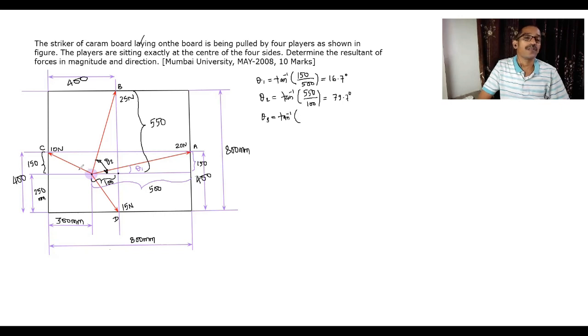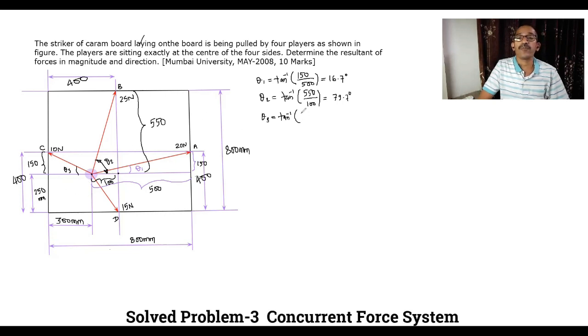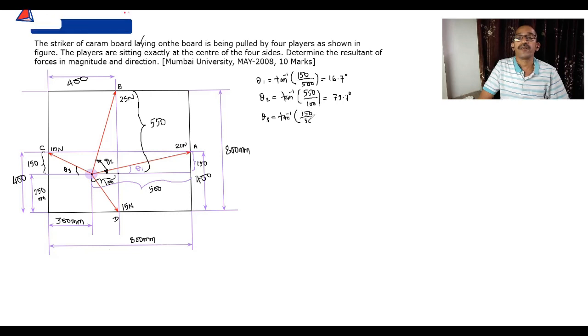Now, the 10 Newton force is inclined at an angle of theta 3 with the horizontal. Here the length of the opposite side is 150 and the adjacent is 300. So theta 3 is tan inverse of 150 upon 300, and this value comes out to be 26.56 degrees.